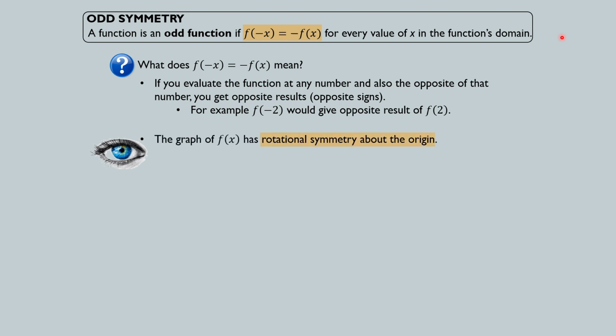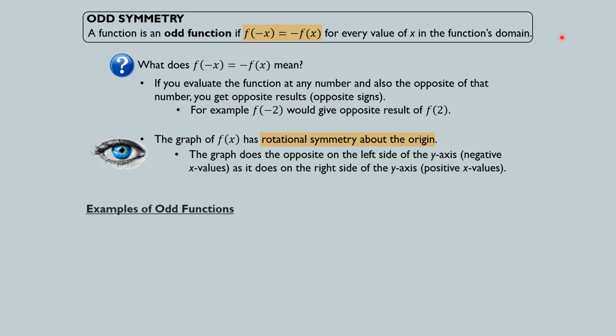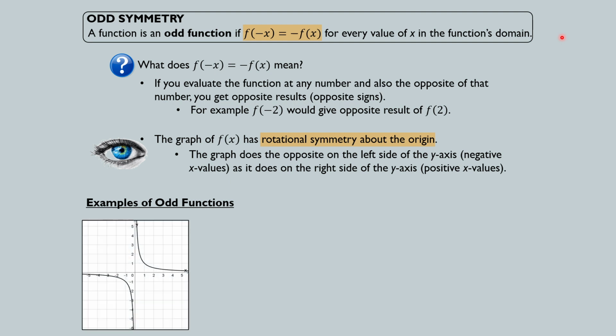We saw this with our graphs. f at x has rotational symmetry about the origin. And here are some examples. This function has odd symmetry.